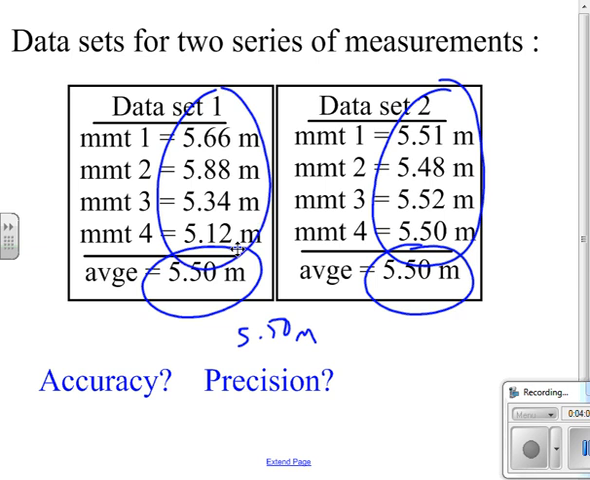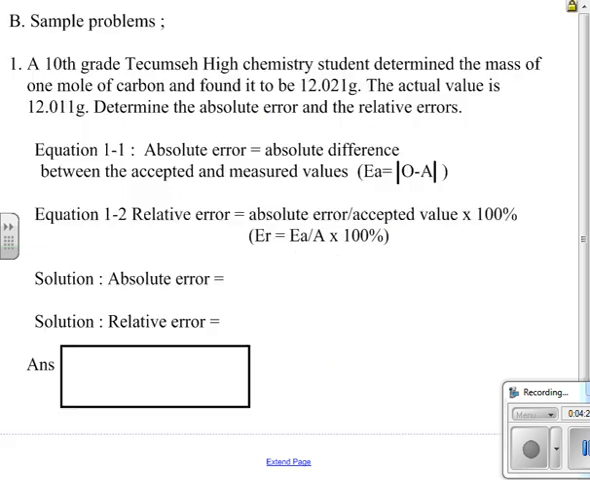So how do we think about this? Here we have 2 sets of measurements. One certainly seems better than the other, but if we only report their averages, we're going to report them both as 5.5. And so scientists must have a way to indicate the precision of a set of measurements, to indicate how precise, how reproducible those sets of measurements were.